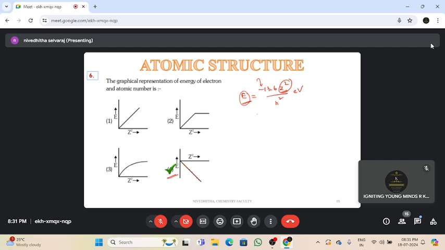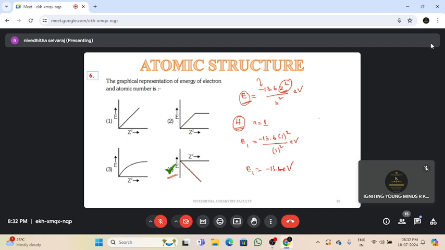Let us see. For example, I have a hydrogen atom in which I have only one electron. Here, the electron is present in the first shell. So, what is the energy? E1 is equal to minus 13.6. Since I'm talking about hydrogen atom, the atomic number is 1. So, 1 square divided by 1 square, which is just minus 13.6 electron volt.